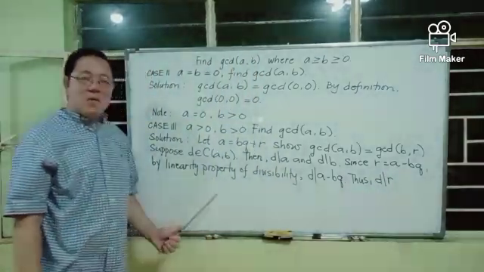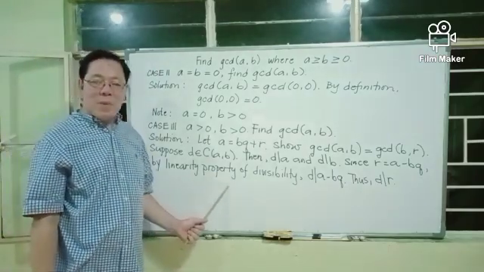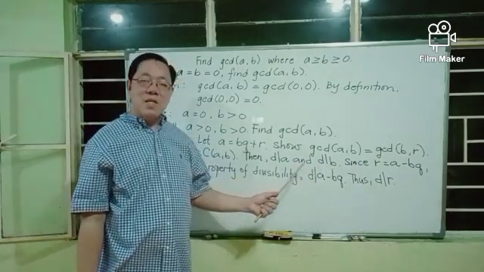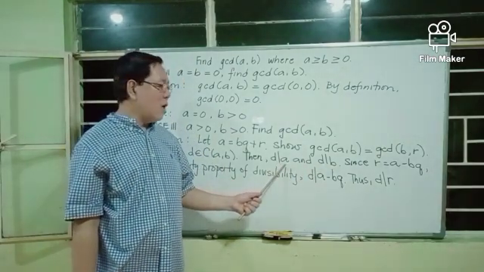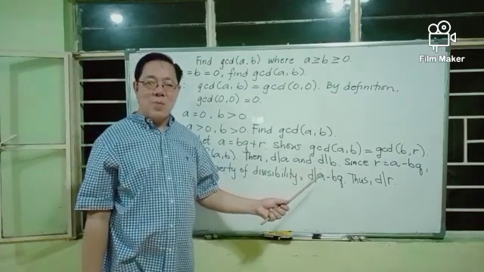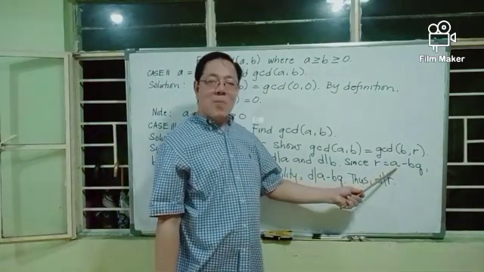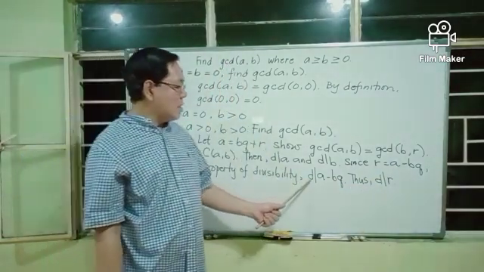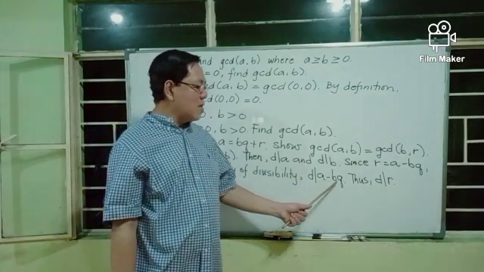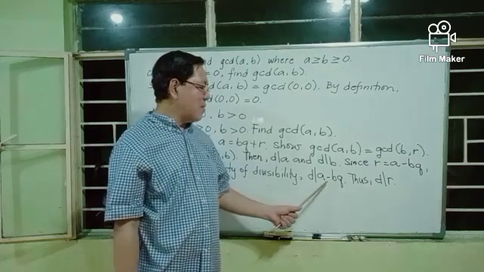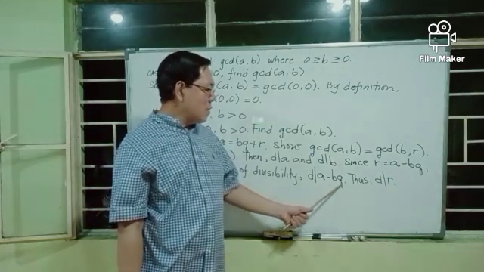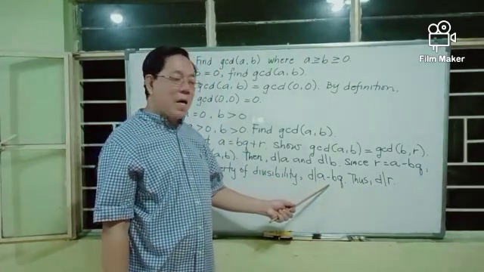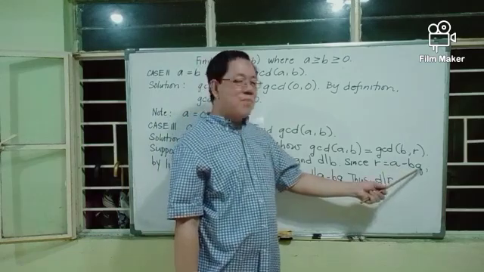So A minus BQ is a linear combination of the integers A and B. And there is a property which we have taken before, the linearity property of divisibility. If D divides A and D divides B, then D also divides the linear combination of A and B, and such a linear combination is this A minus BQ. Thus, by the linearity property of divisibility, we say that D divides A minus BQ, which is a linear combination of A and B. And from this, we conclude that D divides R, where R equals A minus BQ.